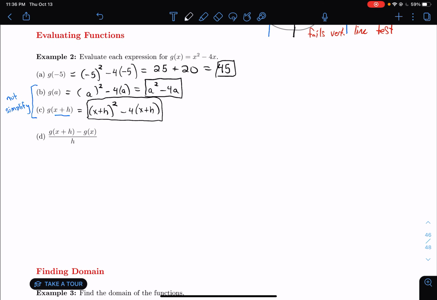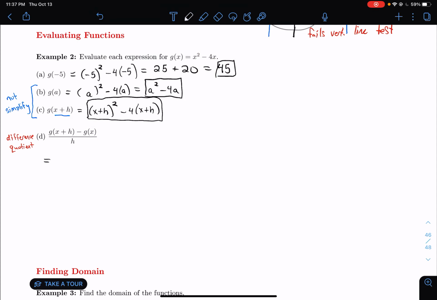So part D. So this is an example of something that's called a difference quotient. Okay, it's a difference because on the numerator I'm subtracting 2 terms. And subtracting 2 terms, that's sometimes called a difference. And quotient means I'm dividing 2 things, and I am dividing 2 things here. Okay, so how do I evaluate something like this?